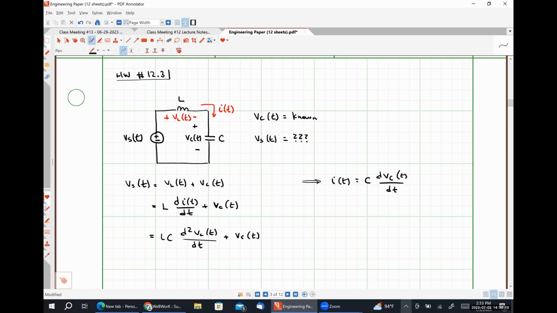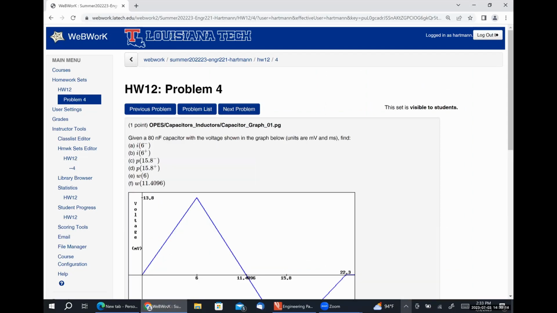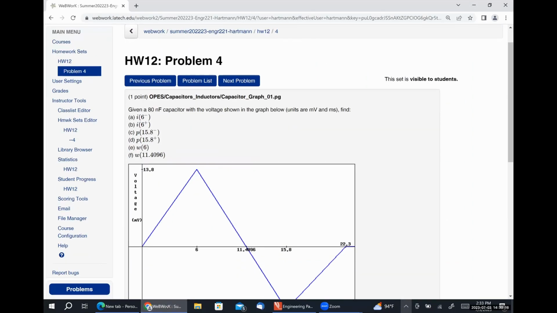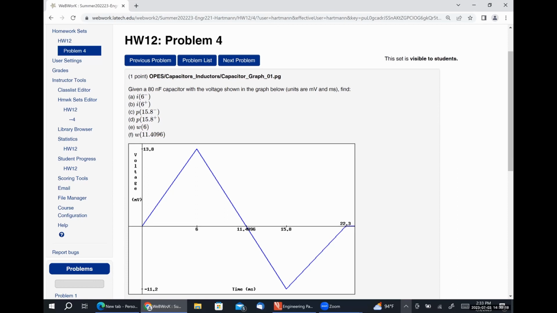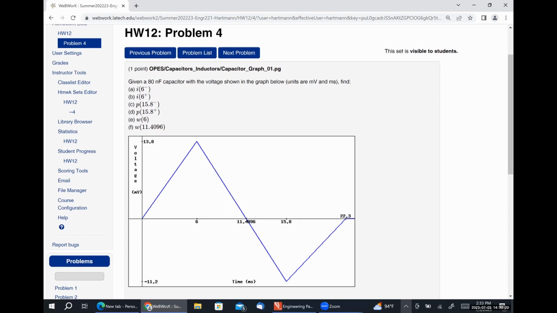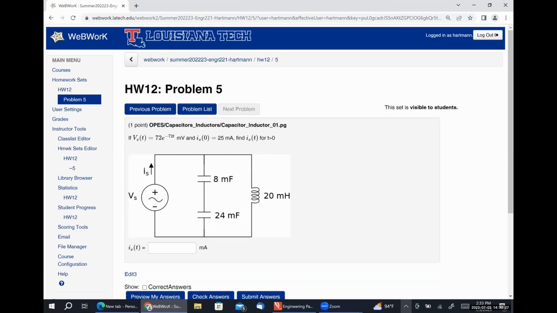Okay. So let's look at problem 4. Actually, this is a graph problem similar to what you see in the in-class assignment and stuff like that. Nothing real wild or crazy here. Let's look at problem 5. I think this is what I'm thinking of.